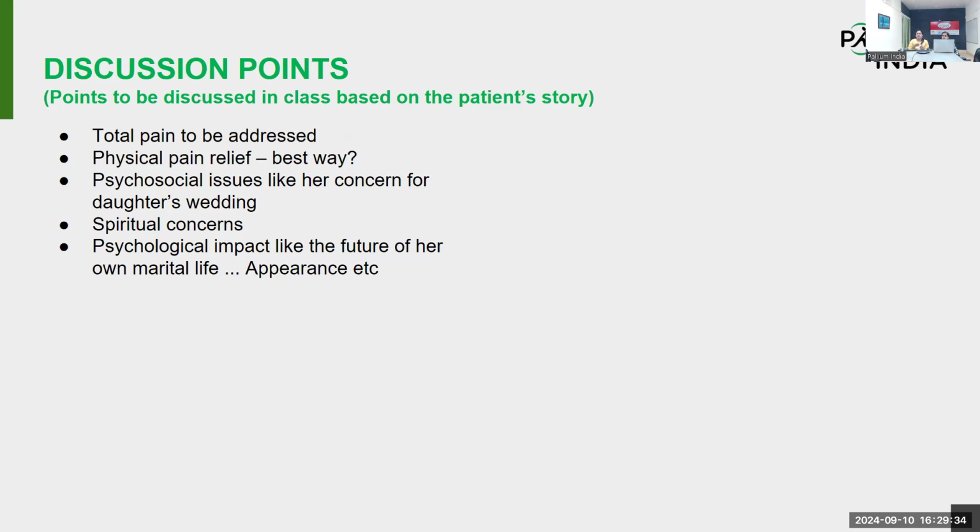So, for the physical pain management in this patient, it would be ideal to see the response to the medications and titrate as per the WHO analgesic ladder. You can escalate the medications to step 2 first and then to step 3. If the response is not satisfactory, you can go to step 3. Okay. Yes.